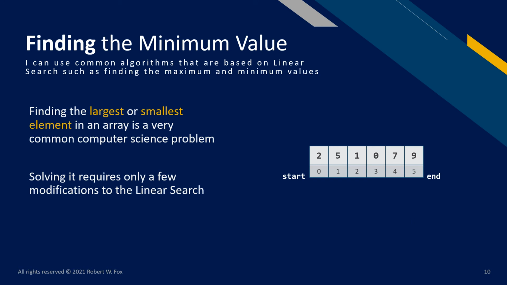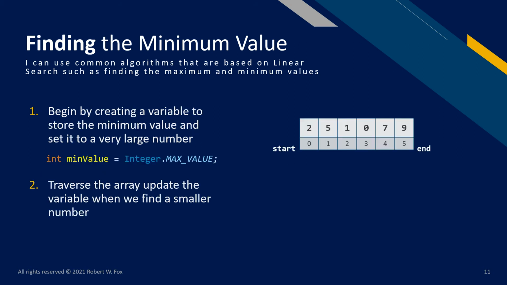Finding the largest or smallest element in an array is a really common computer science problem, and solving it really just requires a few modifications to the linear search algorithm. The first step is that we're going to create a variable to store the minimum number in the array. And we're going to start out by setting it to a very large number. In other words, we're going to assume that the min value is actually huge. And then what we'll do is we're going to traverse the array. And every time we find a number that's smaller than min value, we are going to replace min value.